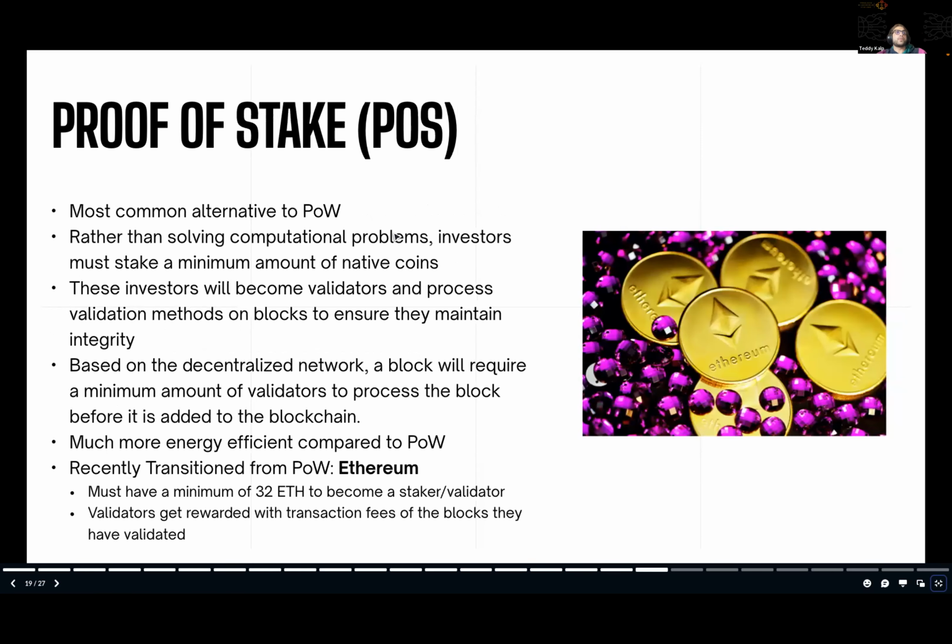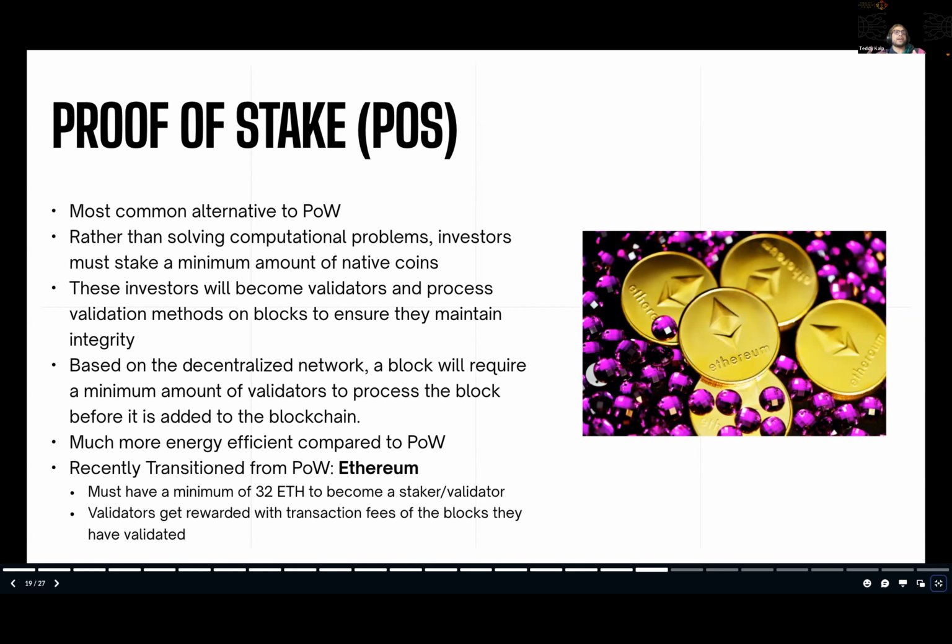That's proof of work. Proof of stake is something that Ethereum just transferred into; they used to be proof of work. Instead of solving computational problems, now they're trying to get more investors into it rather than just people randomly mining for Bitcoin. Investors will be what's called staking a minimum amount of native coins. For Ethereum, I think the minimum amount is 32 ETH to run your own node. And now with your staked coins, you're a valid validator.